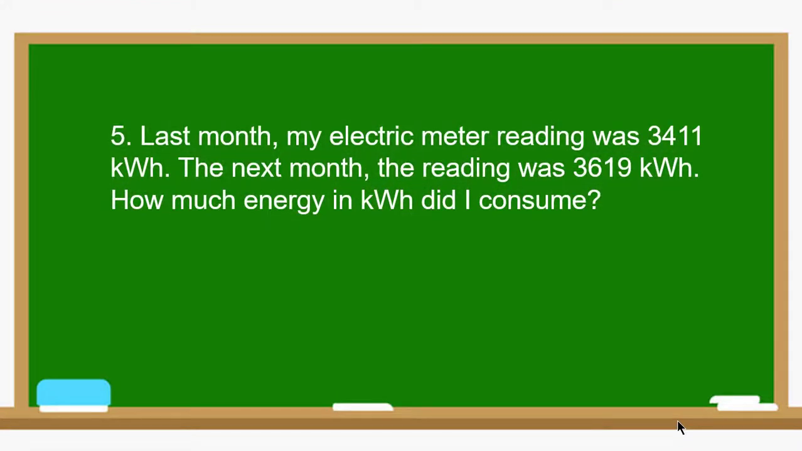Number 5. Last month, my electric meter reading was 3,411 kilowatt-hour. The next month, the reading was 3,619 kilowatt-hour. How much energy in kilowatt-hour did I consume?